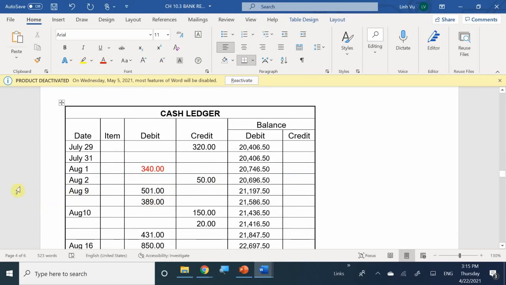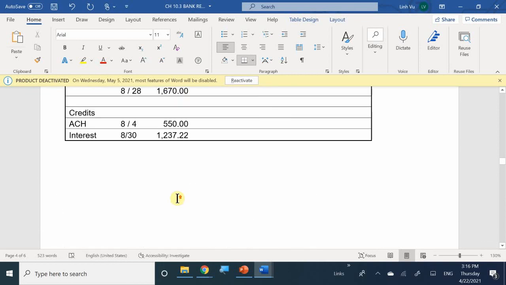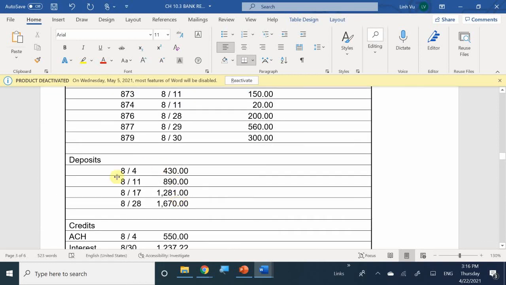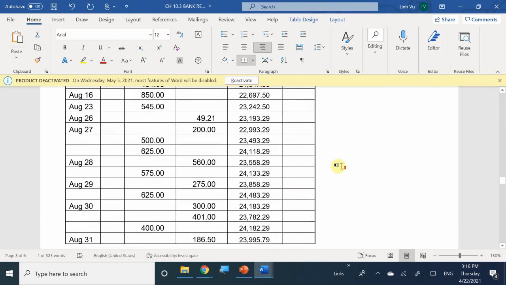The next thing is that we have a $501 deposit here, but we also have $389. Now let's take a look. Our first deposit was what? $430, right? That's the one where we found our discrepancy. But let's take a look at the second one. We have $890. Now let's look at our deposits once again.